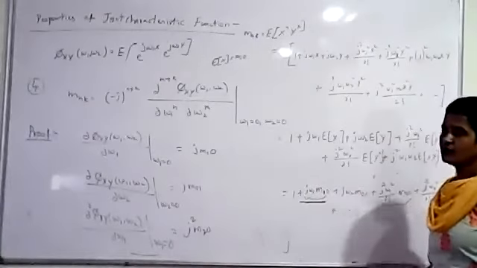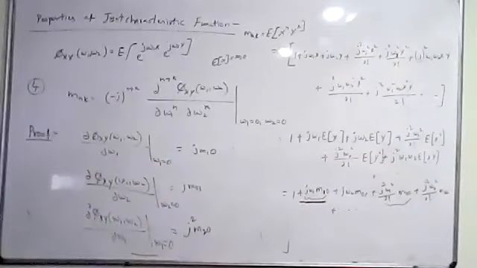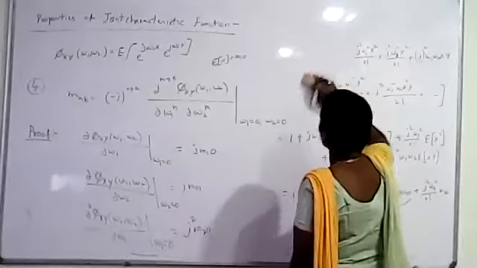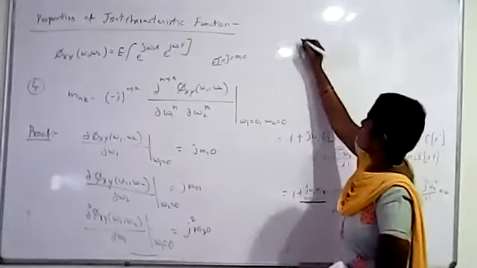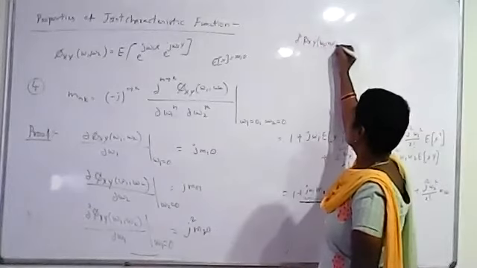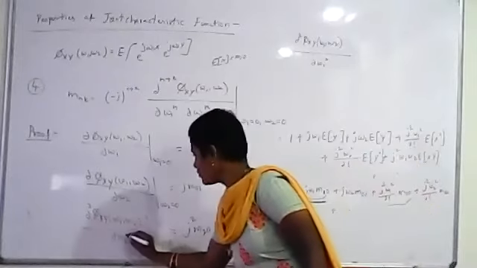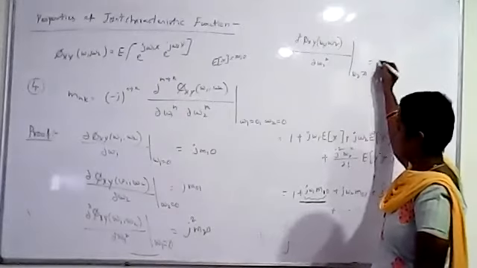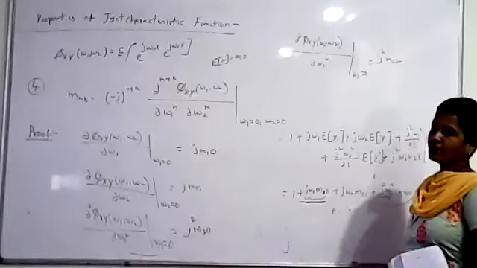Similarly, if you do the second order partial differentiation with respect to omega 2 and substitute omega 2 equal to 0, what is the term we will be having? Dou square phi xy of omega 1 comma omega 2 by dou omega 2 square, substituting omega 2 equal to 0. If you do this, we'll be having j square m02. Like that we'll be getting.